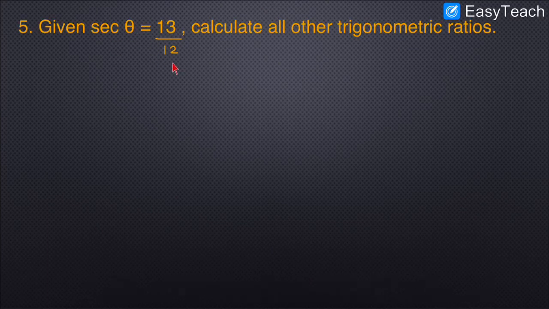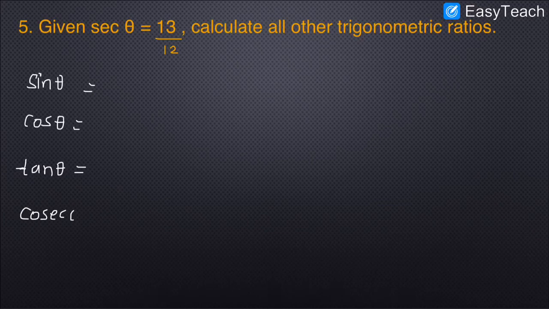Let's move on to another easy problem. The fifth problem. Given secant theta equal 13 by 12, calculate all other trigonometric ratios. Here it is given to find all the trigonometric ratios except the secant theta. Secant theta is given, right? What else is remaining? Sin theta and cos theta, then tan theta, cosecant theta and cot theta. So these are the ratios we are going to find.